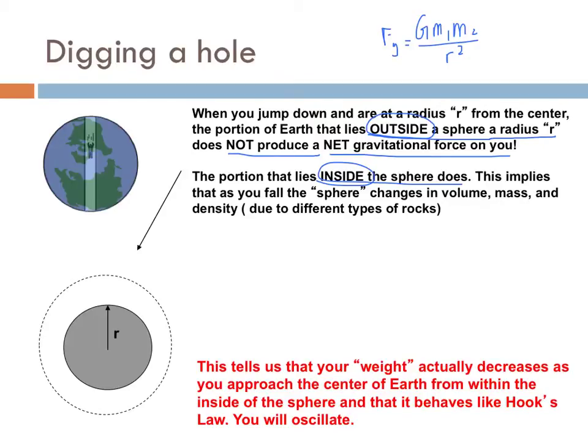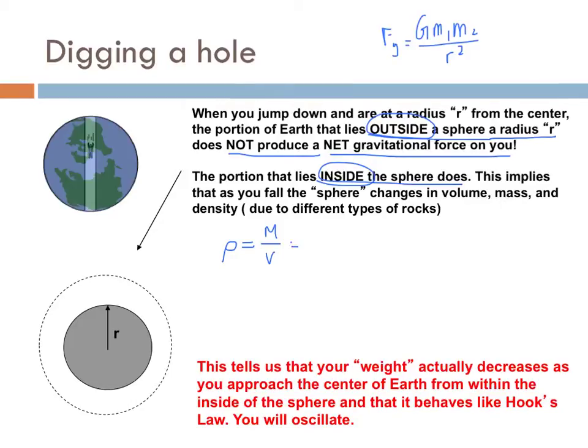This implies that as you fall, the sphere changes in volume, mass, and density due to different types of rocks. This also tells us that your weight, again your force of gravity, actually decreases as you approach the center of Earth from within the inside of the sphere, and that it behaves like Hooke's law. You will oscillate. Again, the density of the planet depends on the mass over volume.